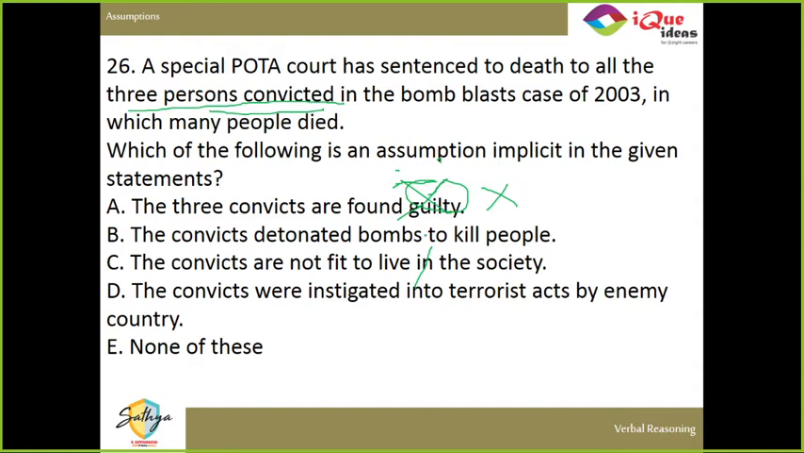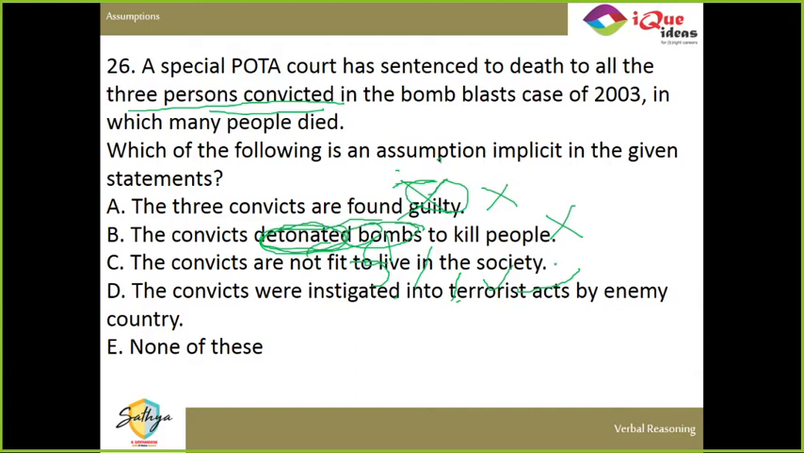Now, the convicts detonated the bomb. We do not know who exploded the bomb. It was a bomb blast case, but whether the bomb was actually exploded by them, or it was a bomb which exploded on its own, or whether it was a bomb which the people who died themselves ignited, we don't know. So it is not necessary that the convicts themselves set off the bomb. So B is not necessarily true. Third one. Can I say the convicts are not fit to live in society?